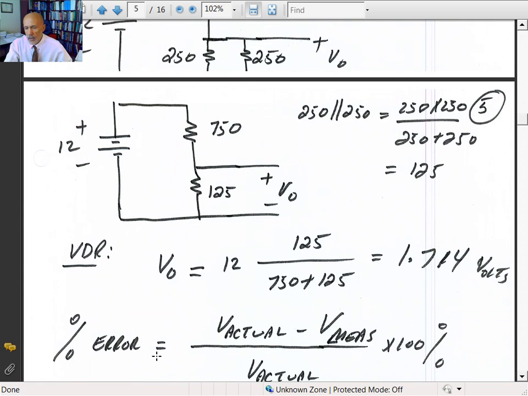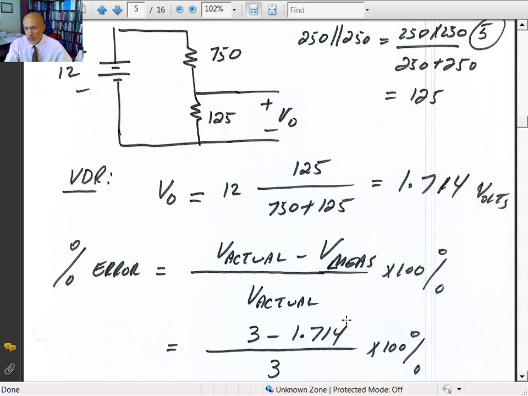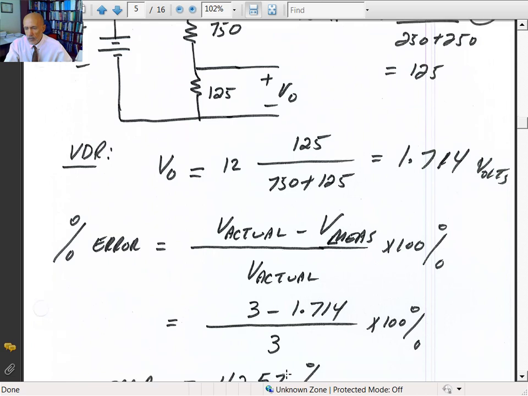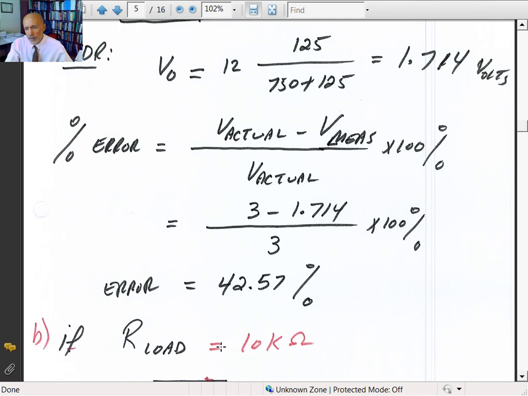So if I look at the calculated percent error, it would be V actual, which is 3 volts, minus V measured, divided by V actual. It goes from 3 volts to 1.714, divided by 3. So you have 42.57% error. So that's not too attractive.